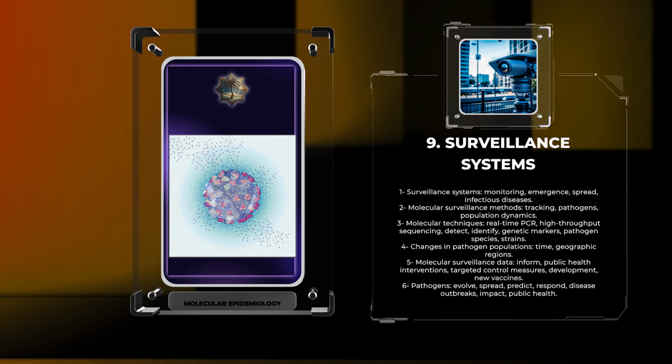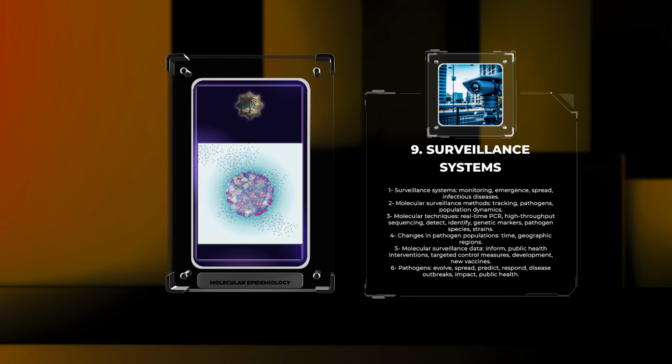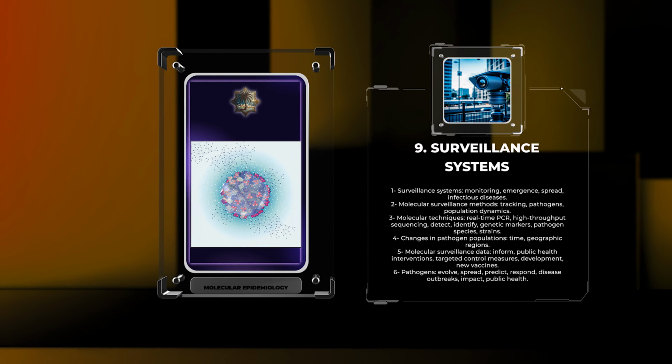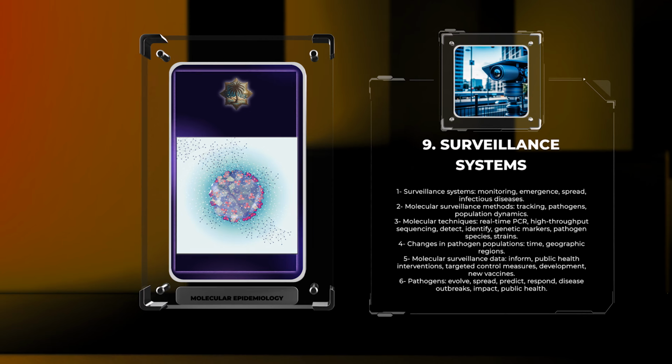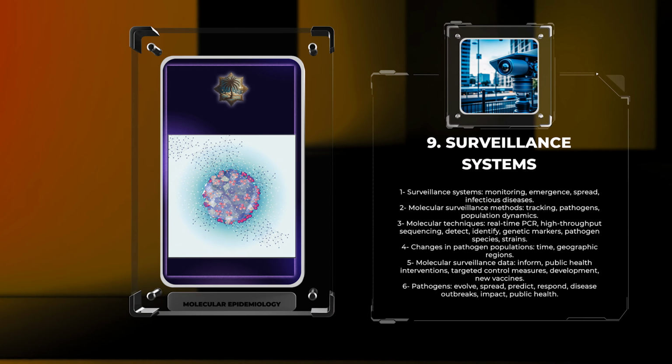This allows us to monitor changes in pathogen populations over time and across geographic regions. Molecular surveillance data can inform public health interventions, such as the implementation of targeted control measures or the development of new vaccines. By understanding how pathogens evolve and spread, we can better predict and respond to disease outbreaks, effectively reducing their impact on public health.